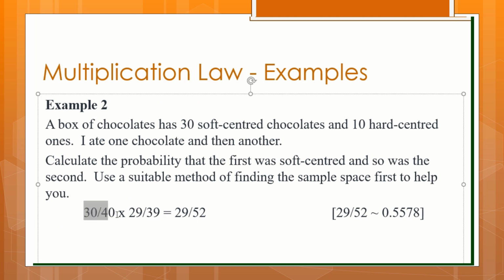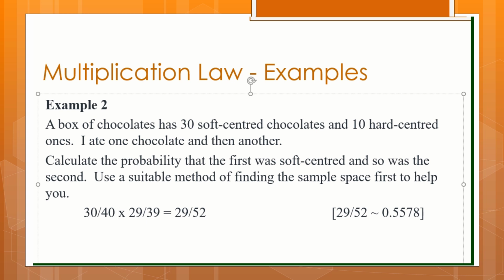In the first pick, you will have 30 out of 40, right? 30 soft-centred chocolates. That means the total number of chocolates in that box was 40, correct? So in your first pick, for soft, it will be 30 out of 40, times the second pick, which will now be 29 because one less, out of 39. So you had 40, one less is out of 39. If you can't see it this way, just draw the diagram, branch out. Soft, hard. You can just call it S, H. Then you branch out again, S, H, S, H. Do it the same way I taught you for the tree diagram last time.